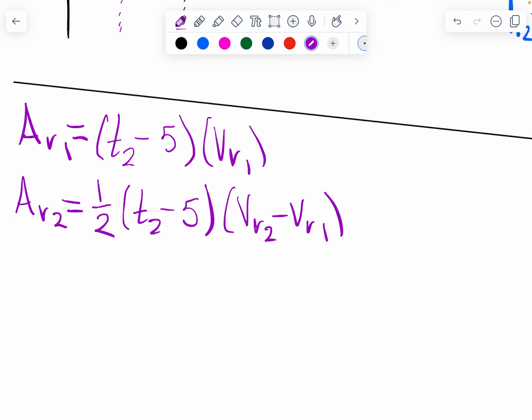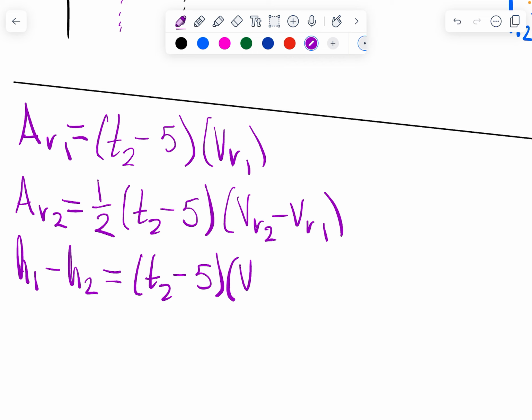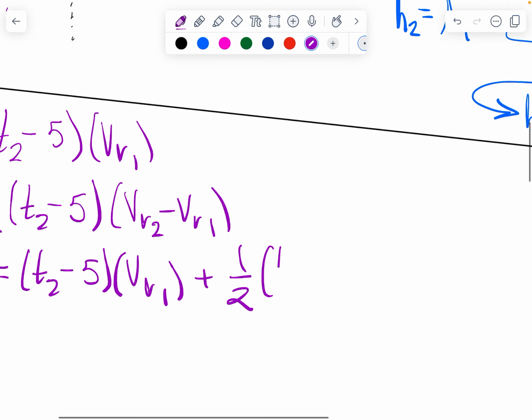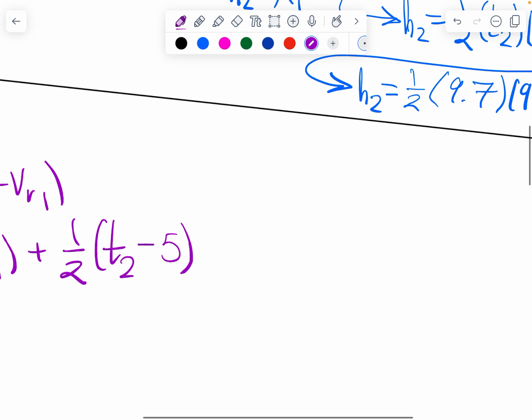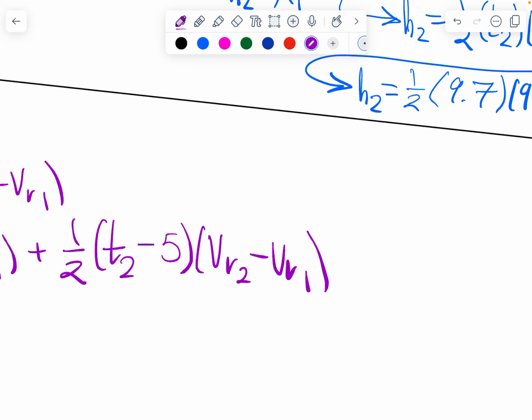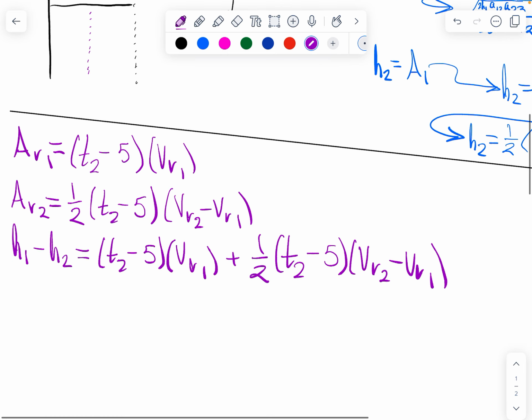So let's do that. H1 minus H2 equals (T2 minus 5) times VR1 plus 1/2 times (T2 minus 5) times (VR2 minus VR1). Fantastic. Let's mark it off.